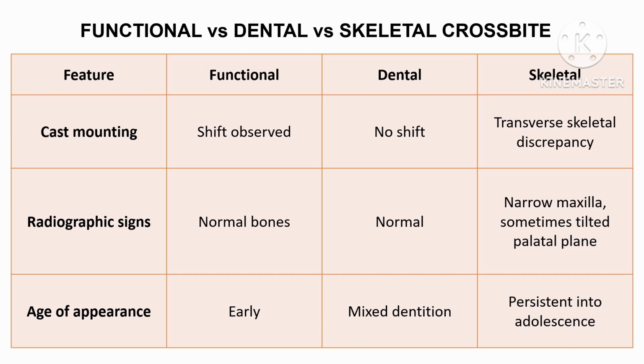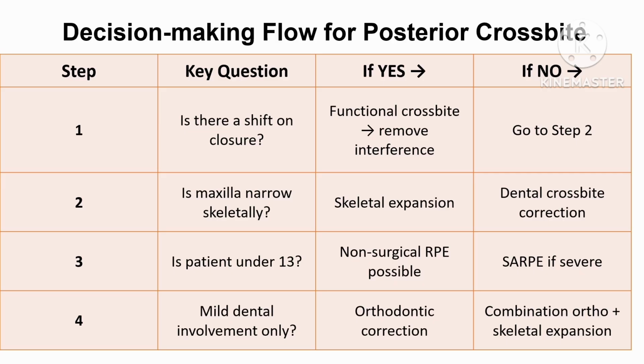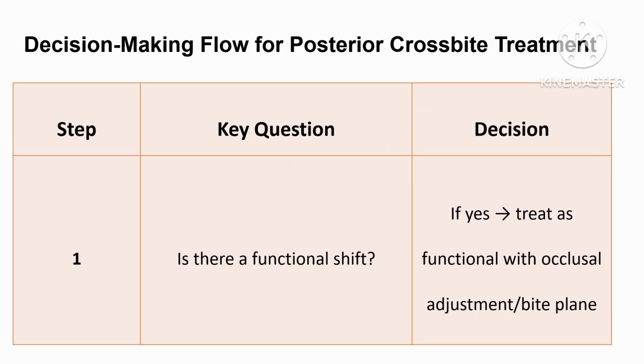The management of posterior crossbite. Start with careful assessment: history, facial symmetry, occlusion in centric relation, and intercuspation, and diagnostic records. Our first clinical question should be, does the mandible shift on closure? If a shift is present, treat the interference first. Use selective equilibration or a bite raising guide to allow the mandible to seat in centric relation.